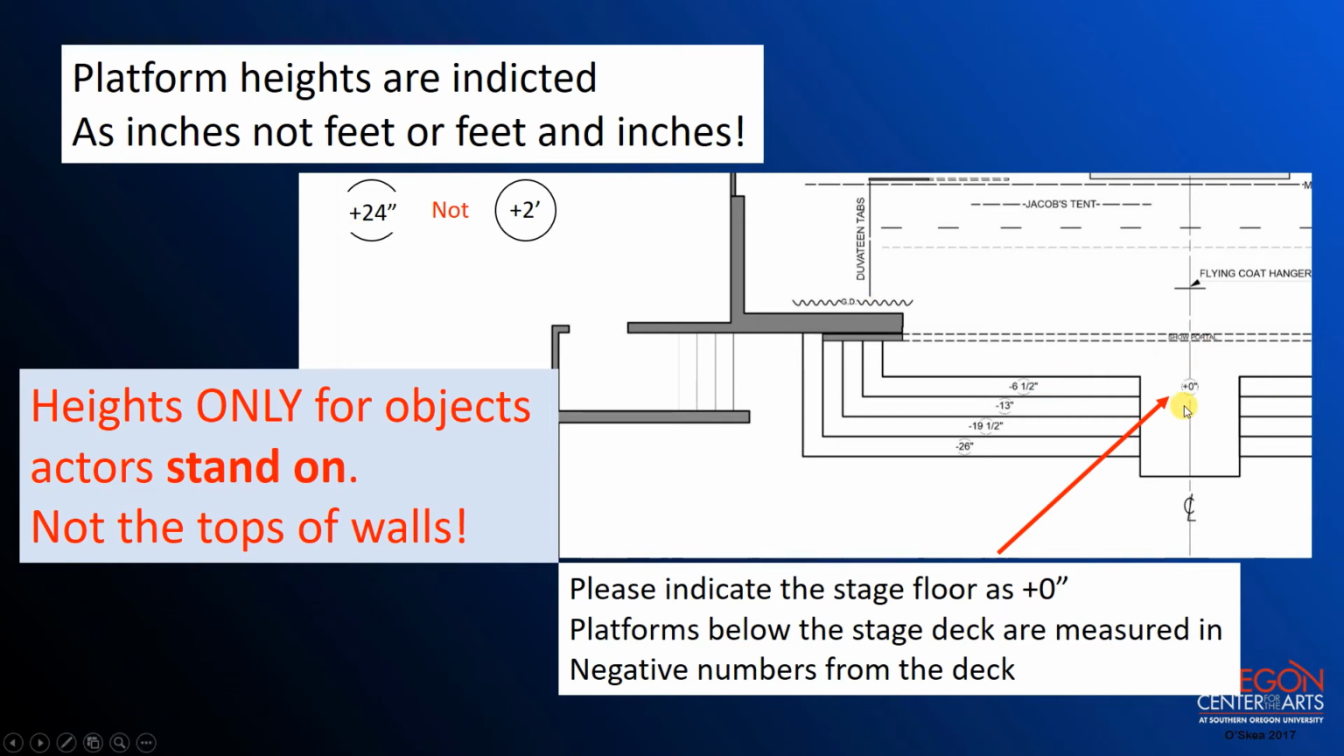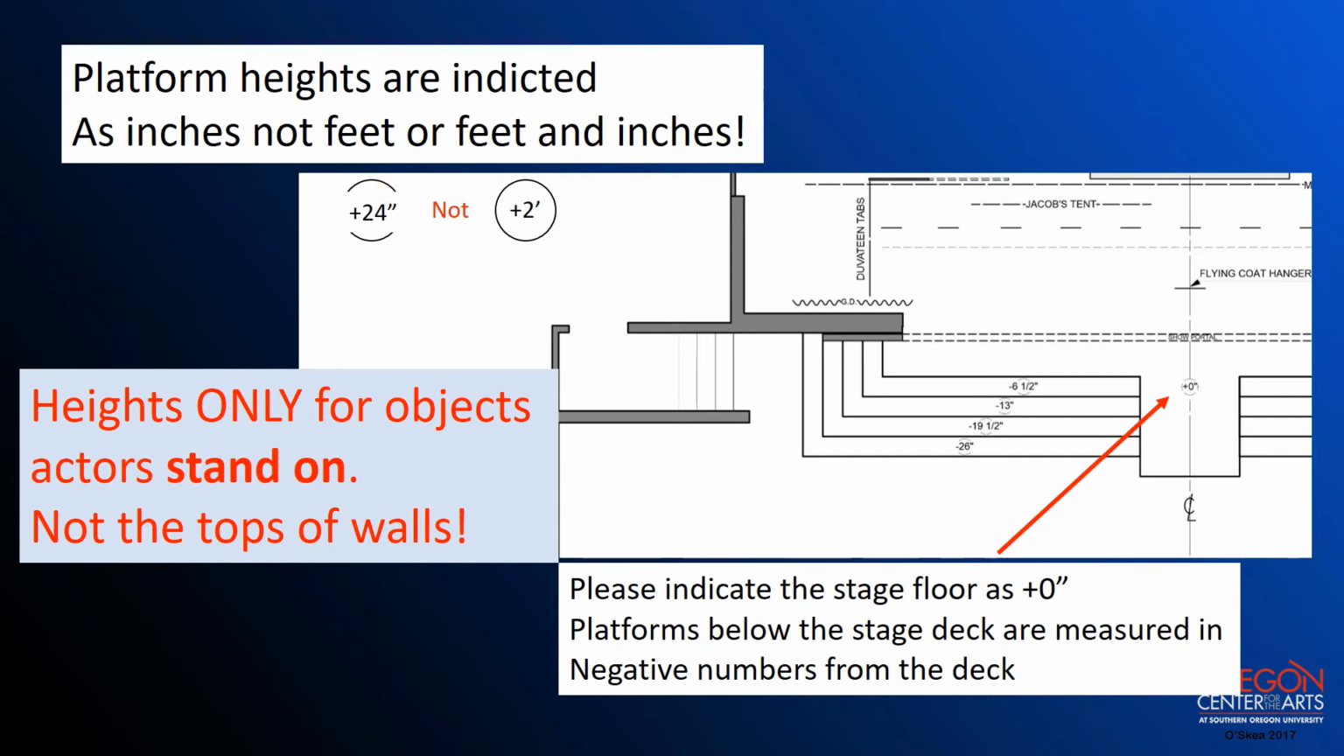So here's the stage floor at 0. And then there are these steps that are each 6.5 inches descending down onto the floor of the house. Well, those are going to be negative 6.5 and negative 13 and so on all the way down to the house floor. You only want to have these little height markers, these cumulative inch height markers on objects that actors stand on.